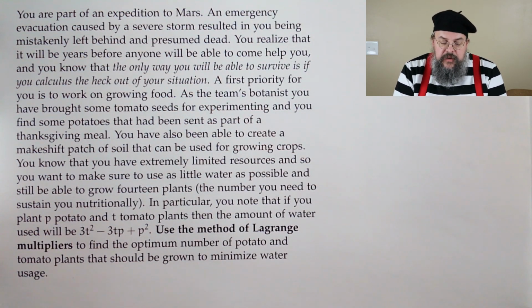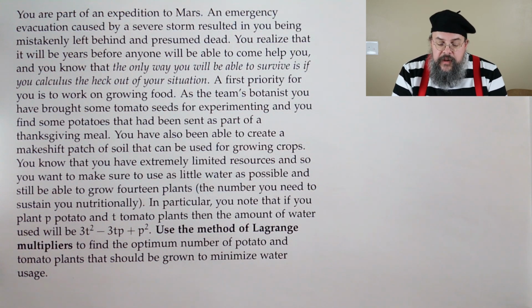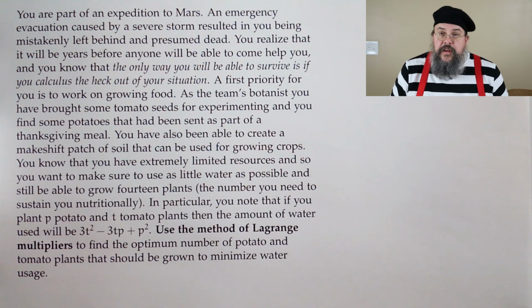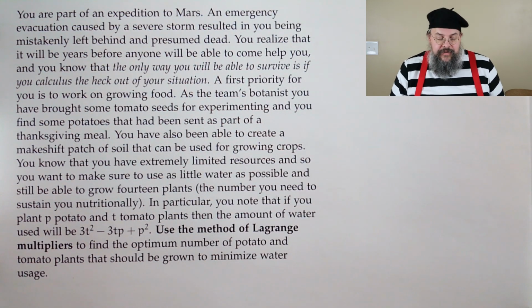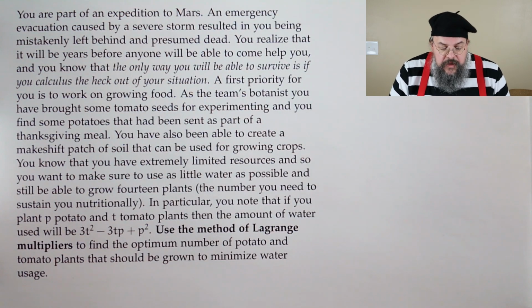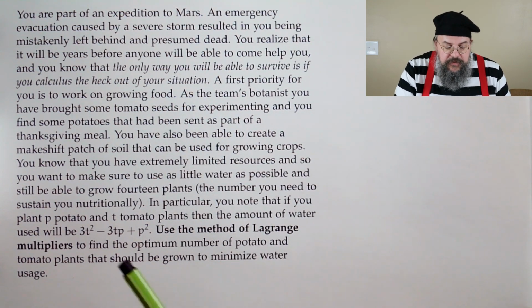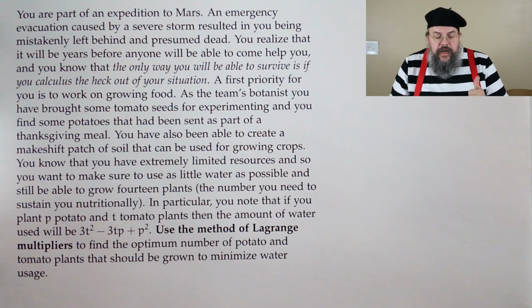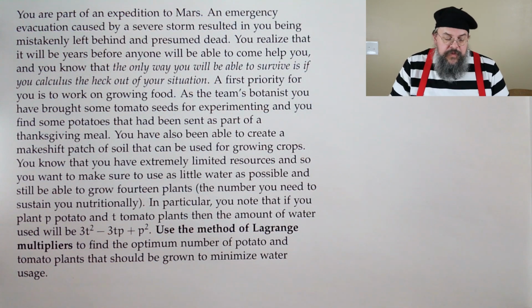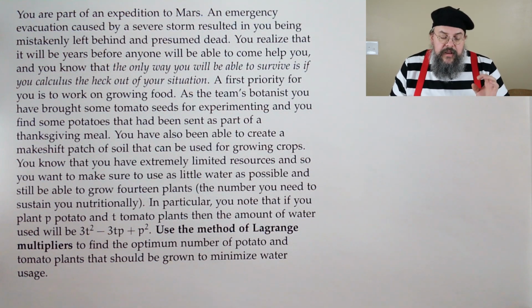As the team's botanist, you have brought some tomato seeds for experimenting, and you find some potatoes that have been sent as part of a Thanksgiving meal. Oh, so we have two options, tomatoes and potatoes. That's nice. You have also been able to create a makeshift patch of soil that you can use for growing crops. Good news. You know that you have extremely limited resources, and so you want to make sure you use as little water as possible and still be able to grow 14 plants.